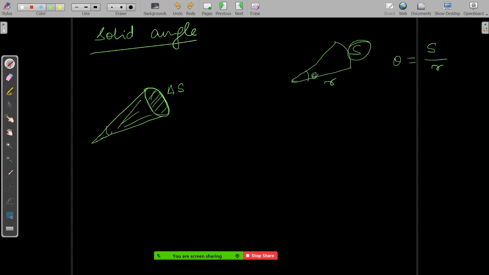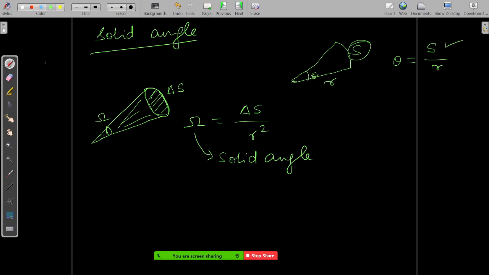So we will represent the solid angle here with omega. In a similar way, omega will be equal to delta S by r square. No, wait. Omega is the solid angle. Sorry, I took that as length. Okay, sorry, solid angle.